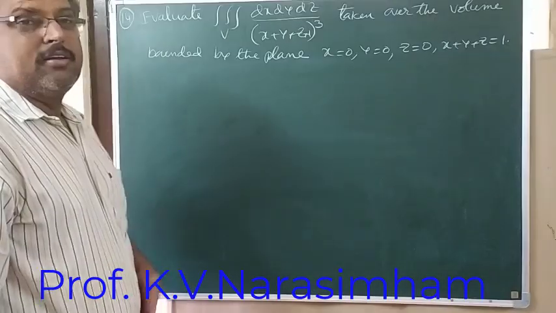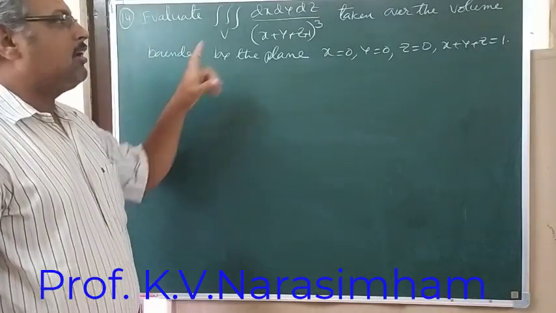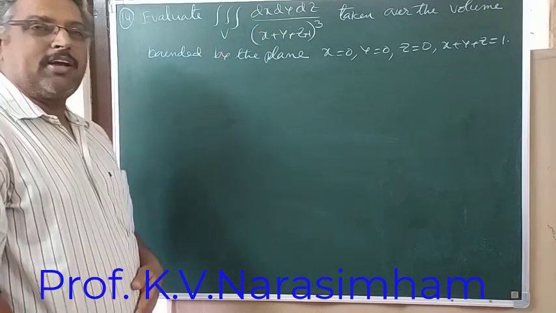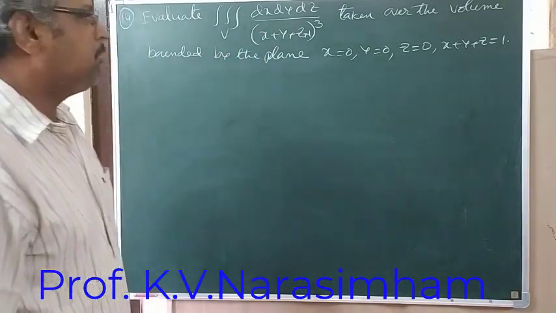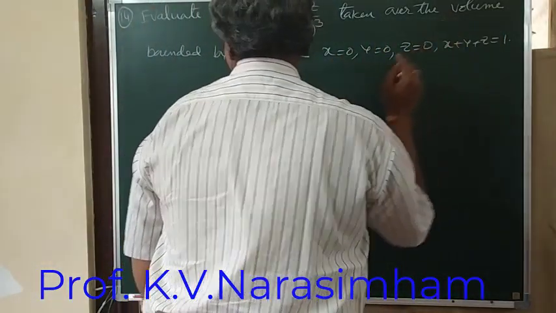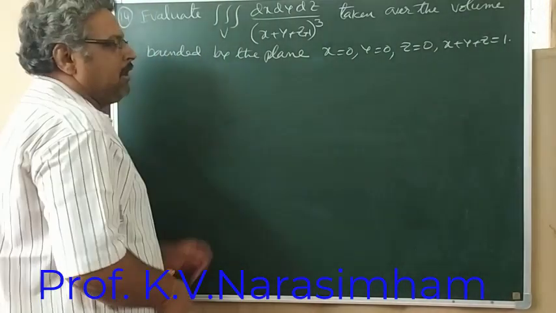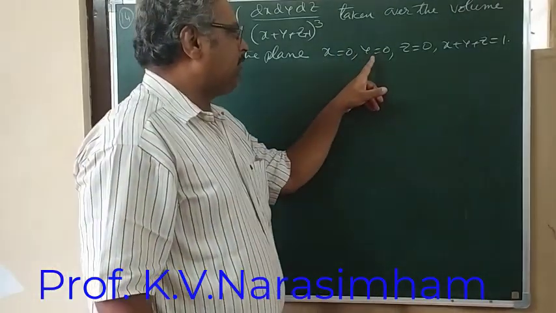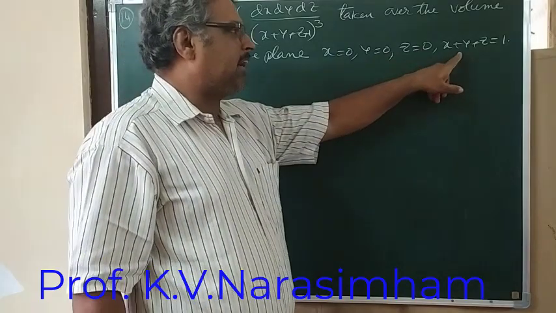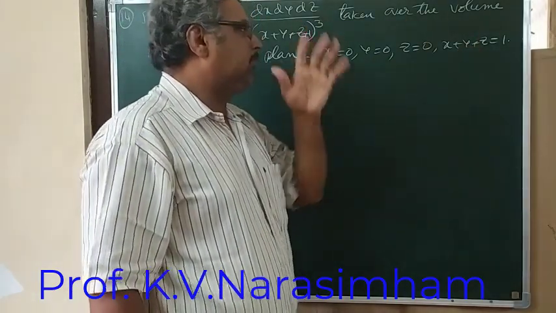Problem number 14. Evaluate the triple integral dx dy dz by (x plus y plus z plus 1) whole cube, taken over the volume bounded by the planes x equals 0, y equals 0, z equals 0, x plus y plus z equals 1.